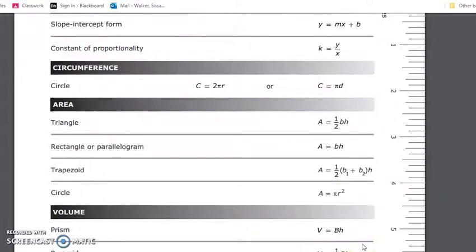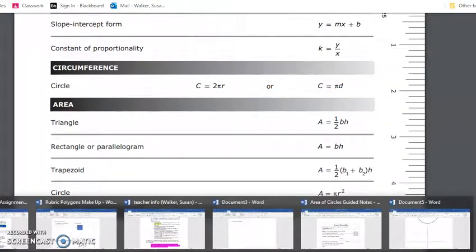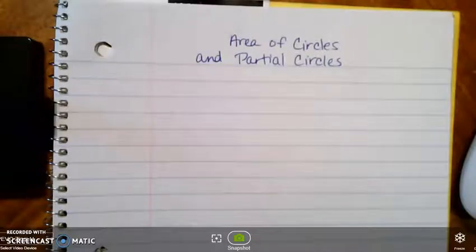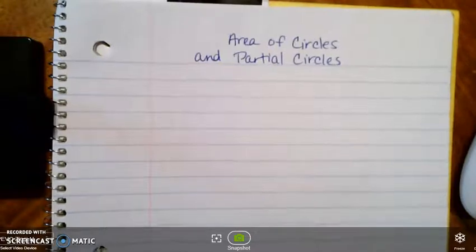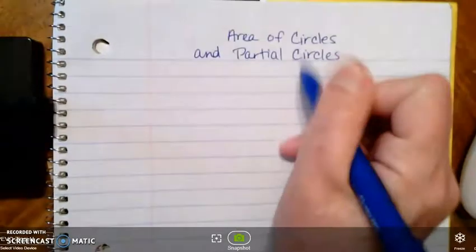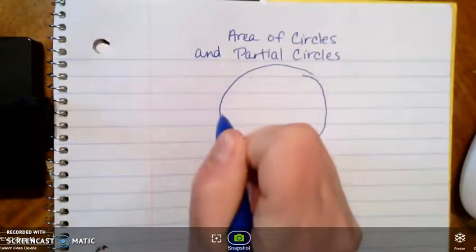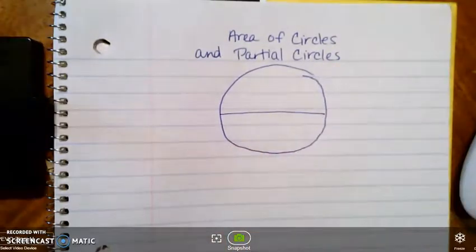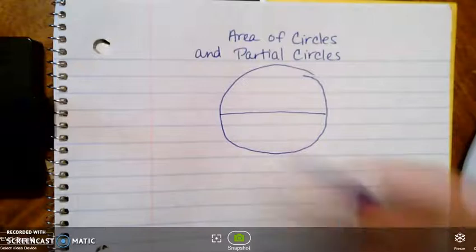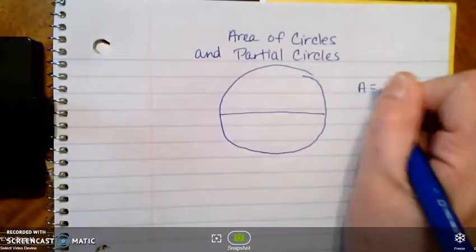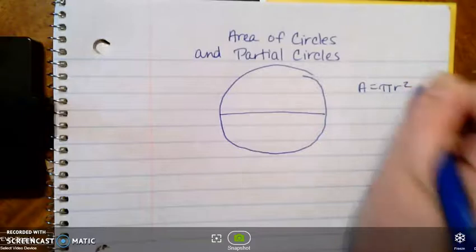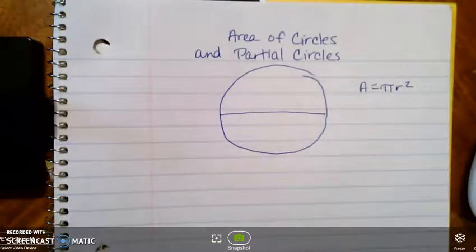As we get started, if you need to pause the video, do that, and I just need you to get a sheet of paper and make sure you have a pencil. Once you have your paper, we're just going to draw a circle, and I'm going to put a line through it. Oh, and let's write that formula: pi r squared.